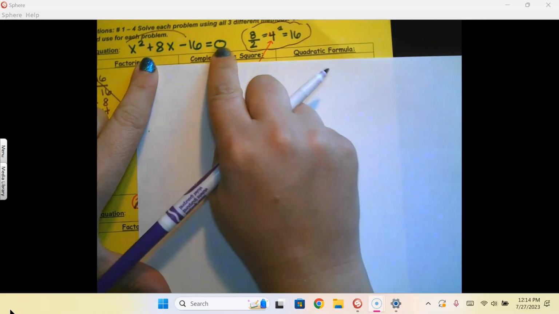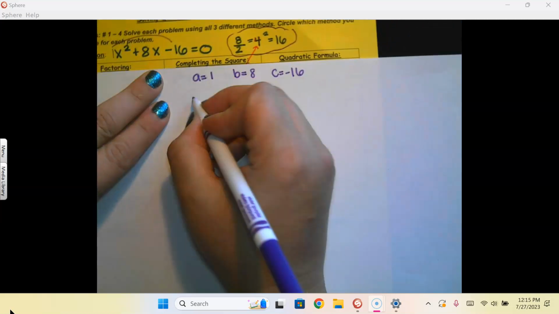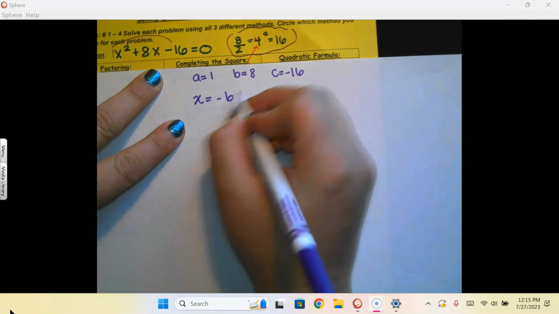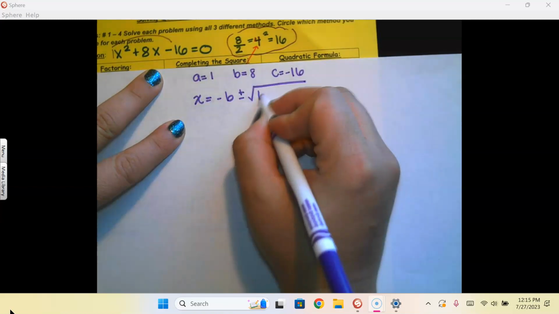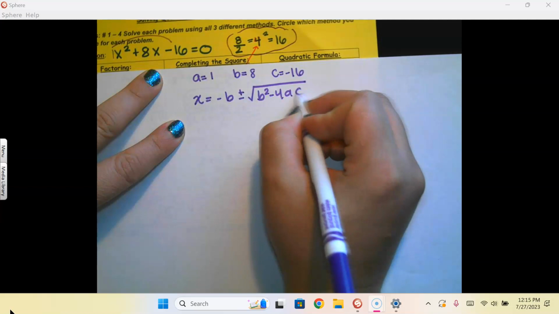So with the quadratic formula, the equation has to equal 0, which it does. And then a is the coefficient of the x squared. So since there is no number here, we know that there is a 1. And then b is the number in front of the term with the exponent of 1, so 8. And then c is the constant. Okay, so now we have our quadratic formula, and we're going to plug in those values. So go ahead and do that.